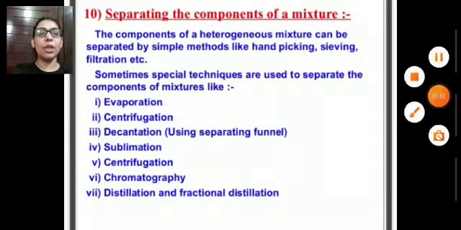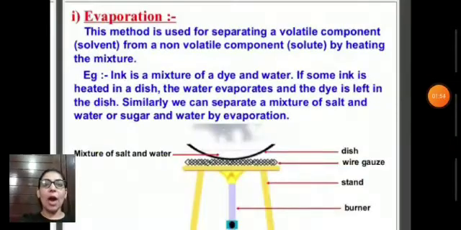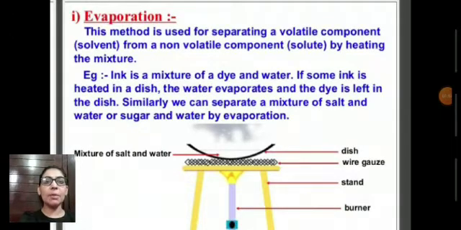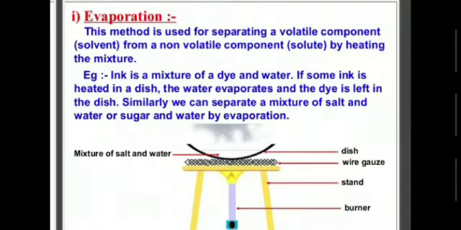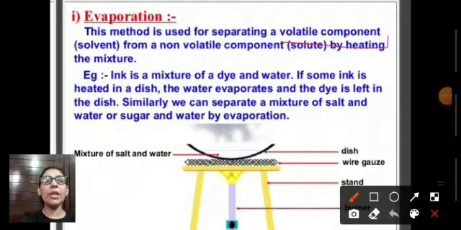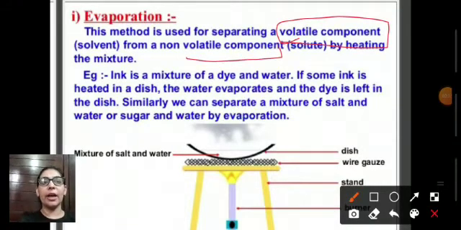So I am explaining here the method of evaporation. Firstly we will discuss the definition of evaporation. This method is used for separating a volatile component from a non-volatile component by heating the mixture. So firstly we should understand these two terms: volatile component क्या है और non-volatile component क्या है. Volatile component means the component which has the ability to get vaporized, जो वेपर स्टेट में कन्वर्ट हो जाएगा, वेपराइज हो जाएगा, that is the volatile component.